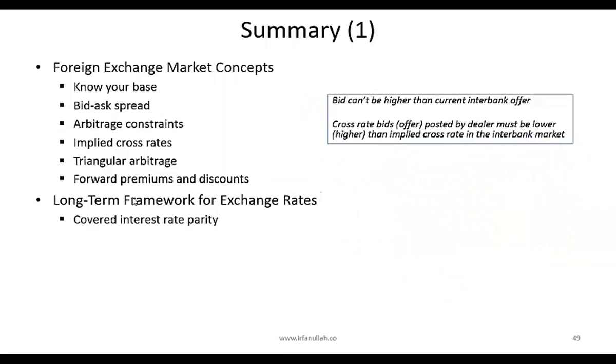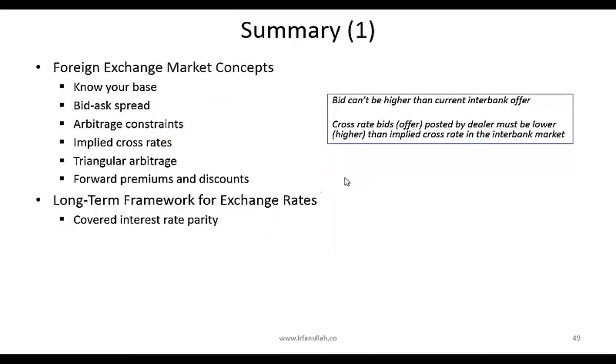Next, we come to the long-term framework for exchange rates. Here there are several parity relationships that you need to remember, and lots of students tell me that they have trouble remembering this. So just listen to what I have to say over the next few minutes, and I assure you it's not that hard to remember. Covered interest rate parity.